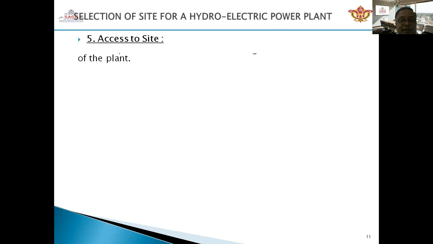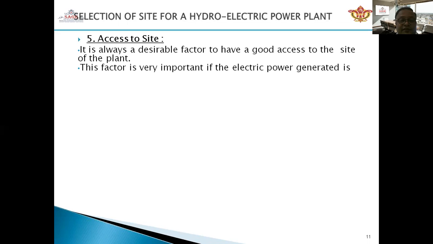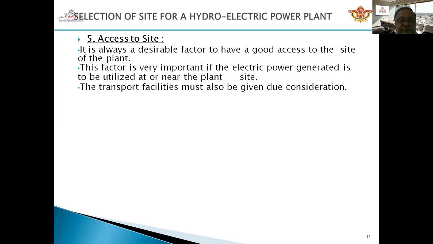This is the access to the site. It is always desirable to have good access to the site of the plant. This factor is very important if the electric power generated is to be utilized at or near the plant site. The transport facilities must also be given due consideration.